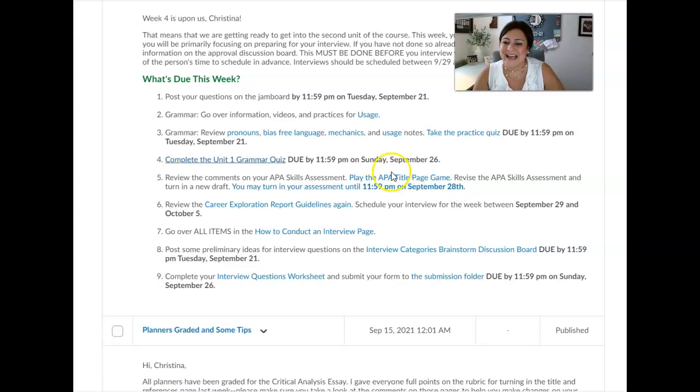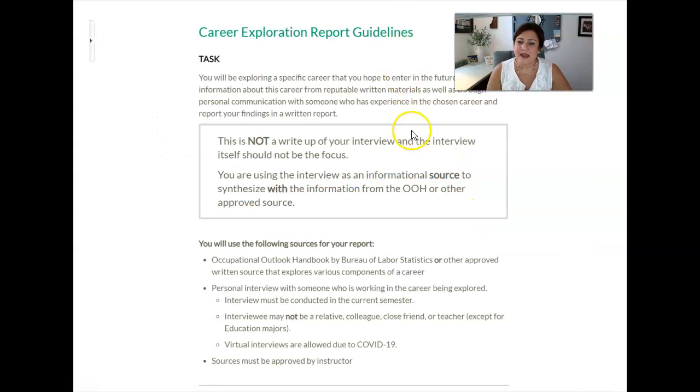All right, next up, 6, 7, 8, and 9 are all about the Career Exploration Report. The first thing that I want you to do is revisit the Career Exploration Guidelines. I assigned those a couple weeks ago, but we've done a lot since. So I want you to go back through the guidelines to make sure that you're understanding what we're doing for this upcoming essay.